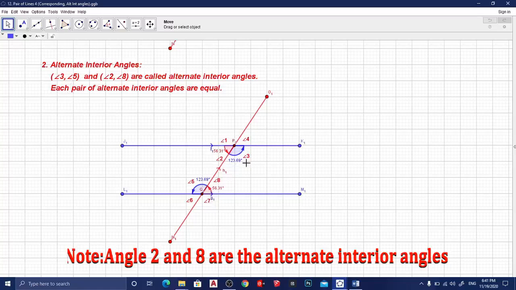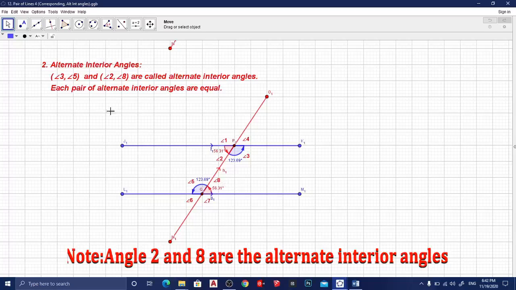Also one more pair is there, angle 3 and angle 5. Okay, these two angles are forming opposite to the transversal line, and also they are existing in between these two parallel lines, which is the interior of the parallel lines. That's why angle 2 and angle 7 are one pair of alternate interior angles, and angle 3 and angle 5 are another pair of alternate interior angles.